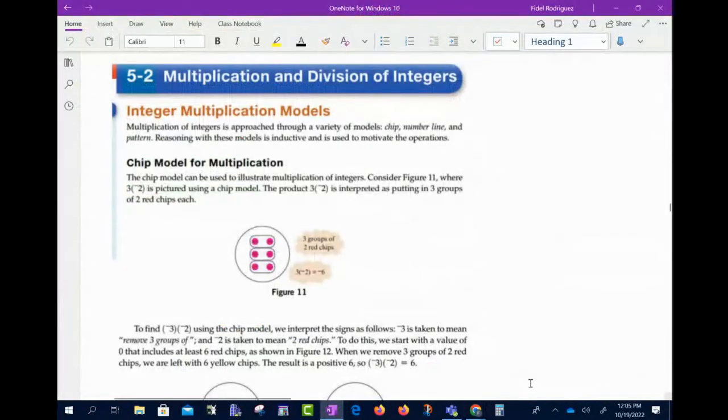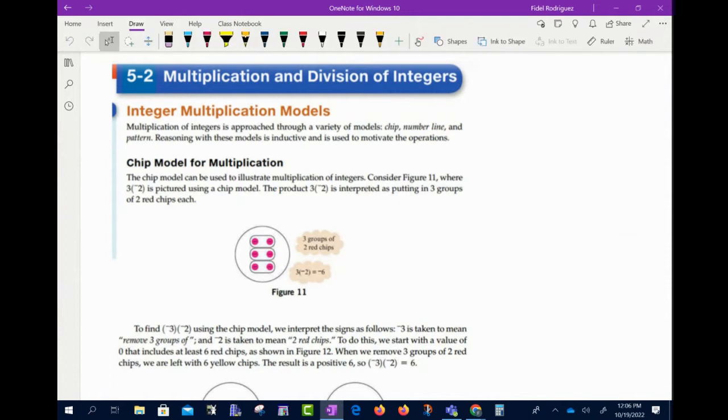And let's go ahead and get started here. So multiplication, division of integers, integer multiplication models. It says multiplication of integers is approached through a variety of models. One of them is the chip method, one of them is the number line, and then there's some patterns. So let's take a look here at what we're gonna do for the chip model.